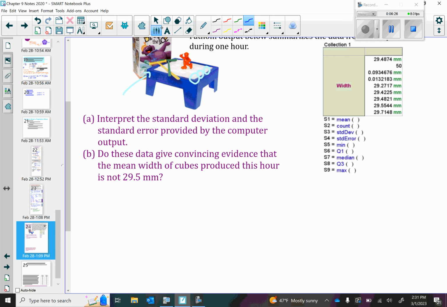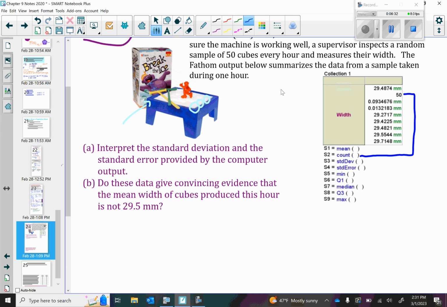So if we look at this, the count is the second object, 50, which we were already told. We are told that our sample size is 50 cubes, but that might be a good one to check. Then I can see that the mean of my sample is 29.48, so that means x bar is 29.4874. Our standard deviation and our standard error are here. Our minimum, Q1, median, Q3, and max are also here.